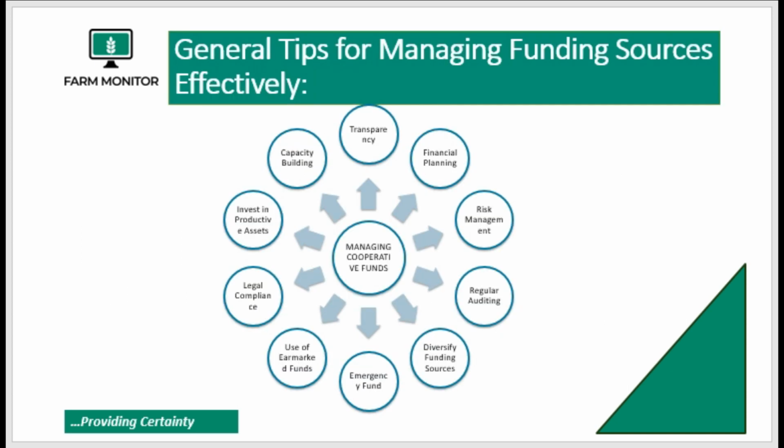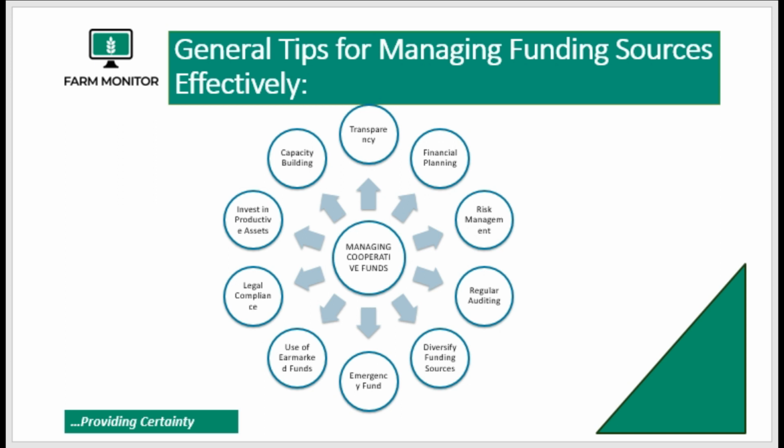These are general tips for managing funding sources for the cooperative. Number one is transparency. You need to maintain clear financial records, budgets, and reports to keep members and stakeholders informed about how funds are being utilized. Financial planning: develop a financial plan that outlines your cooperative's short-term and long-term financial goals and how you hope to achieve them.